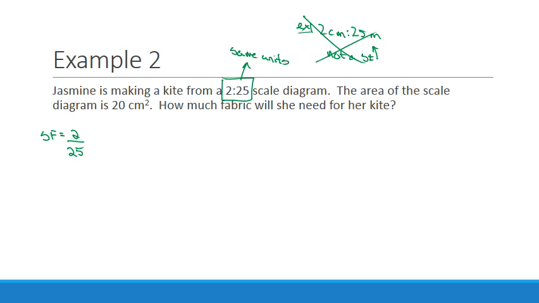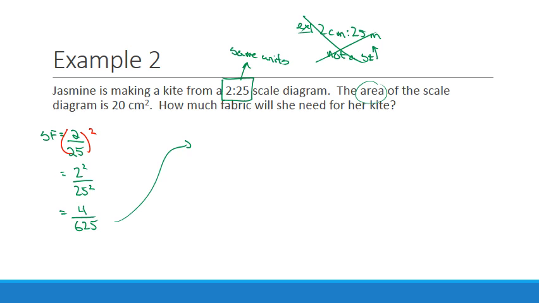Now we're dealing with, it says the area of the scale diagram is 20 centimeters squared. How much fabric would she need? So if you're wondering how much fabric you need, you're wondering how much area you have to cover. If that is the case, we need to square our scale factor. So we're looking at what is 2 squared and what is 25 squared. Then you get 4 over 625. So you always need to square your scale factor before you plug it into your proportion.